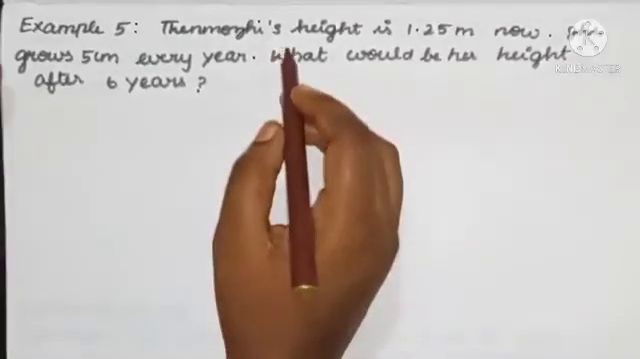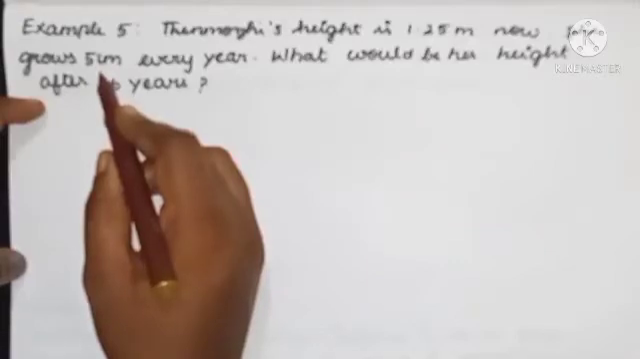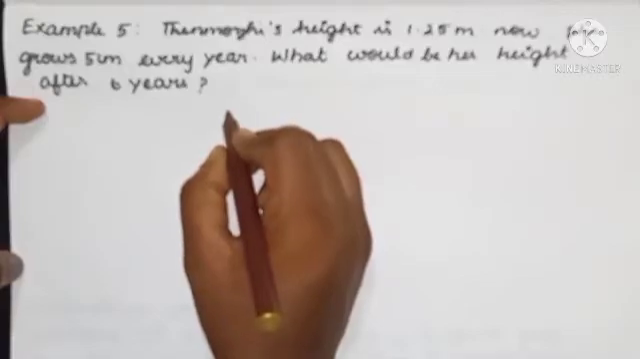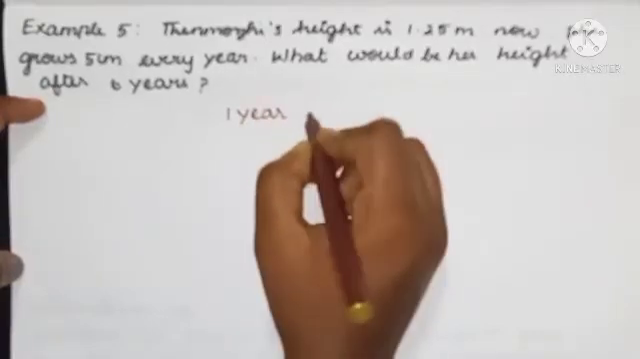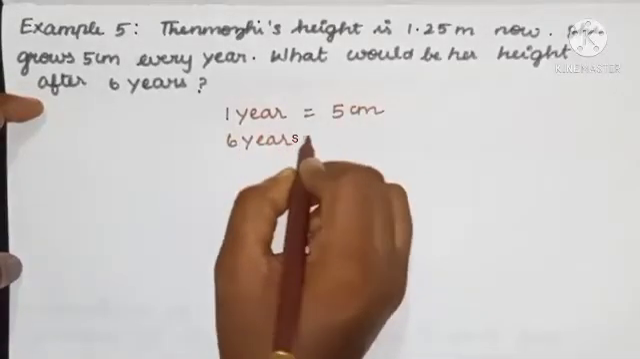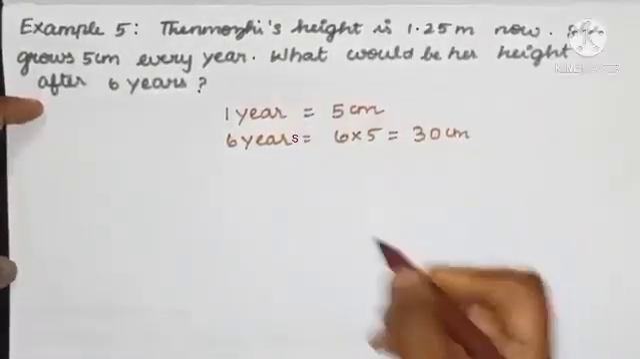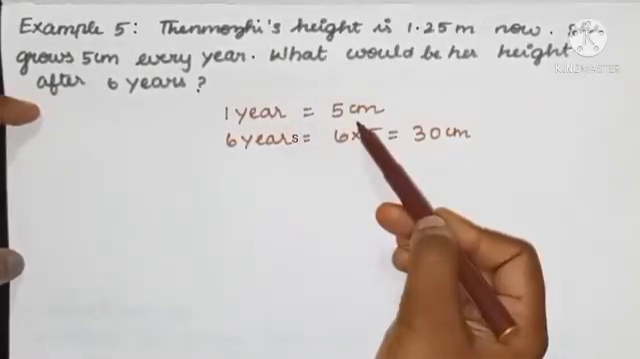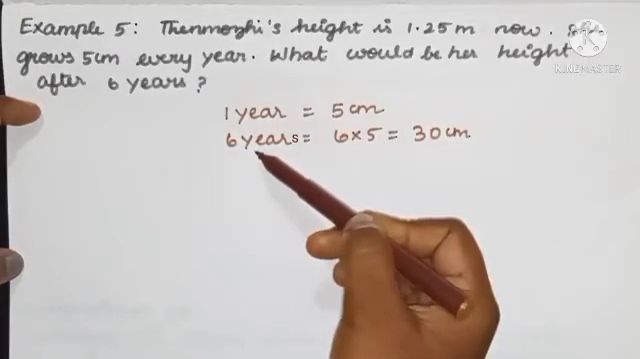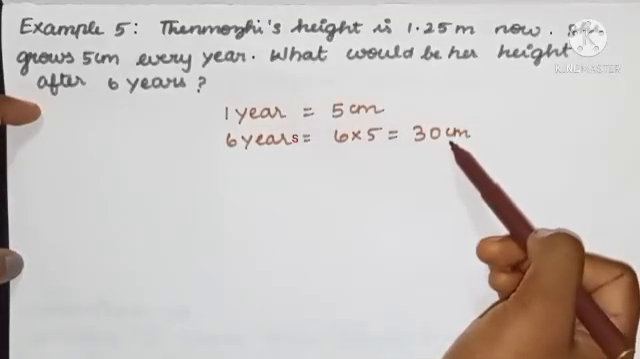So, Tenmodi's height is 1.25 meter. For every year she grows 5 centimeter. We have to find the height after 6 years. For 1 year she grows 5 centimeter. For 6 years, 6 into 5, that is 30 centimeter she grows. Students, it is clear, no? For 1 year she grows 5 centimeter. Then 6 years means after 6 years she grows 30 centimeter. 6 into 5 equal to 30 centimeter.